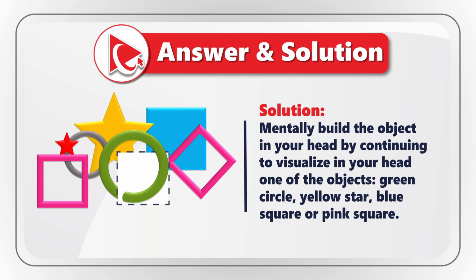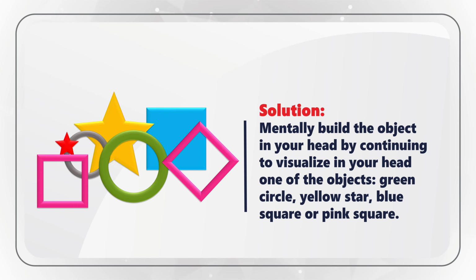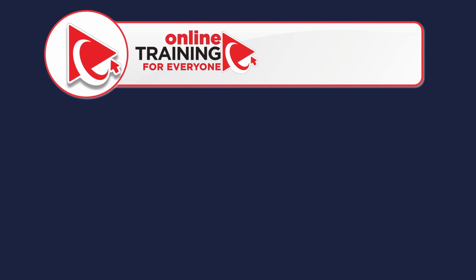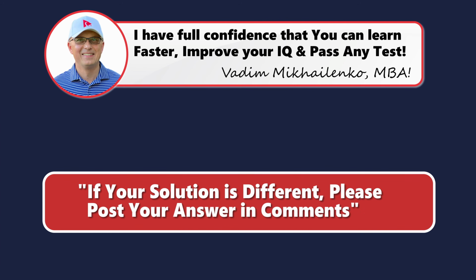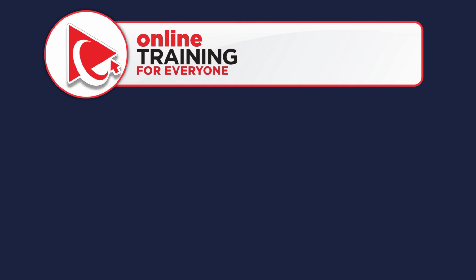I used green circle. It is very obvious which choice would continue the green circle. But you can also use yellow star, blue square, or pink square. Do you know any other ways how to solve these problems? Please make sure to post your ideas on how to better solve them in comments.